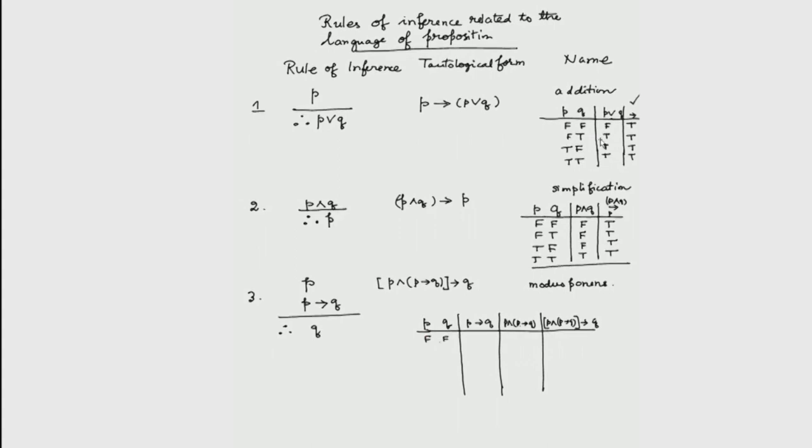We list down the truth values of P Q. Then P implies Q is true, true, false, and true. P and P implies Q is false, false, false, and true. And here, P and P implies Q implies Q: whenever the antecedent is false, the implication is true. So we have to only check the case where P and P implies Q is true, and then Q is true, therefore the truth value is true, and thus we see that modus ponens is indeed a valid inference. Fourth.